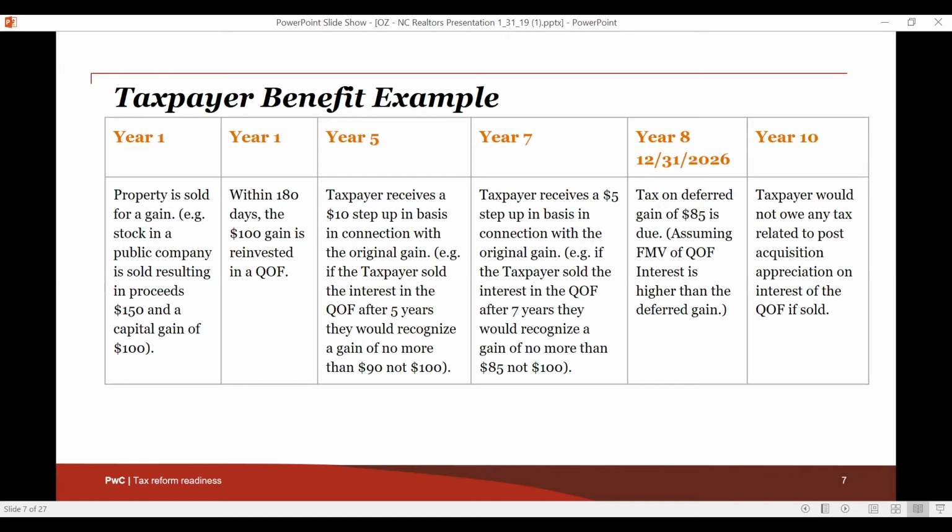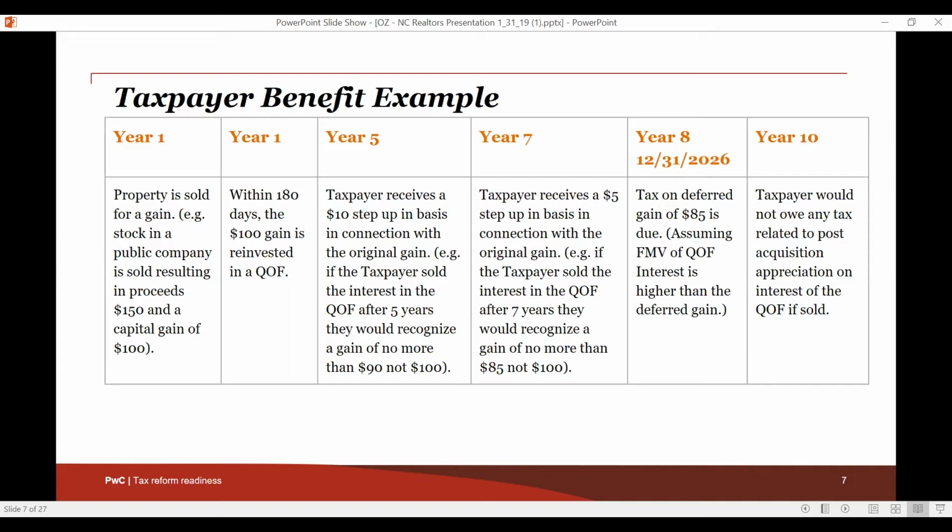If I hold it an additional 2 years for the total of 10 years, then any appreciation on this interest is tax-free forever, not deferred, completely tax-free. One thing I will point out, in order for a taxpayer to take full advantage of these incentives, the deferral, the reduction in tax, and the tax-free appreciation, the taxpayer would need to invest by 12/31/2019 and hold the investment for 10 years.